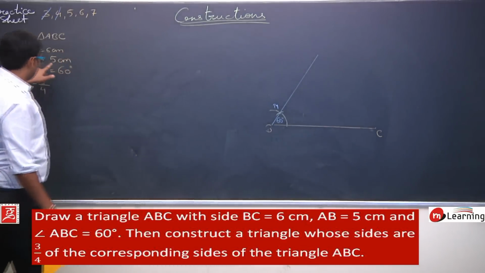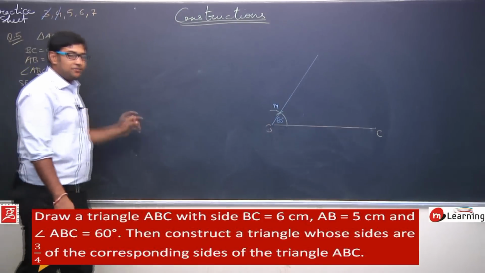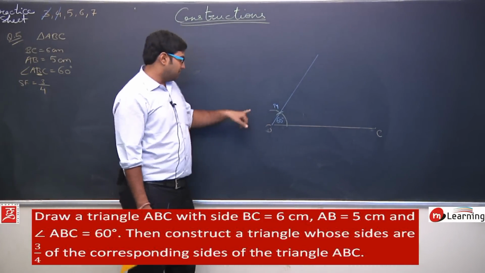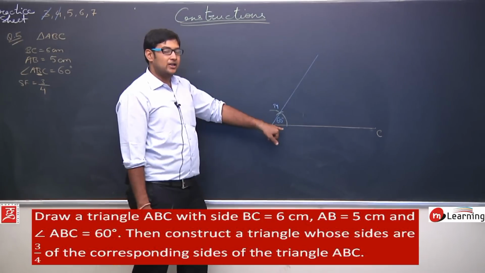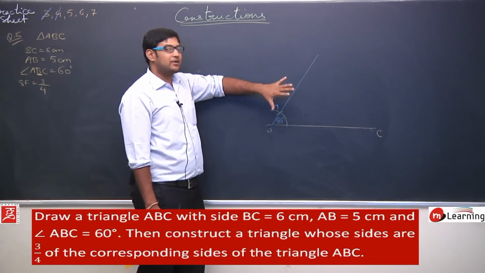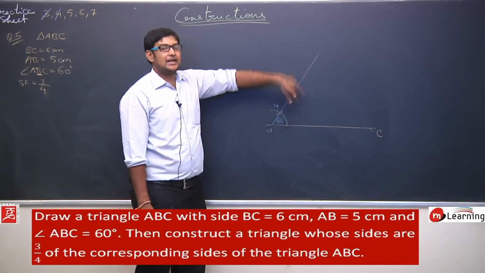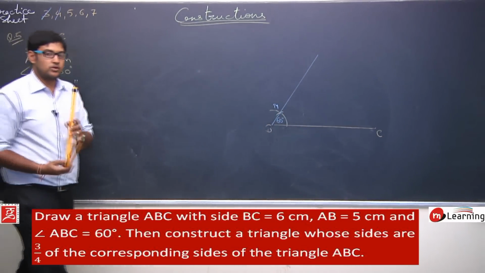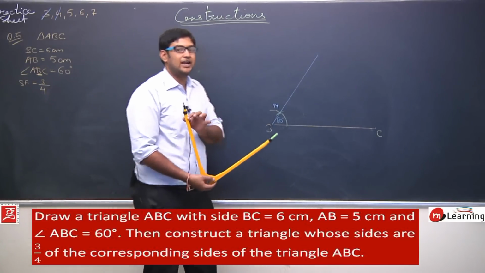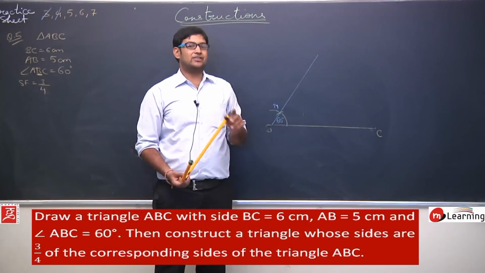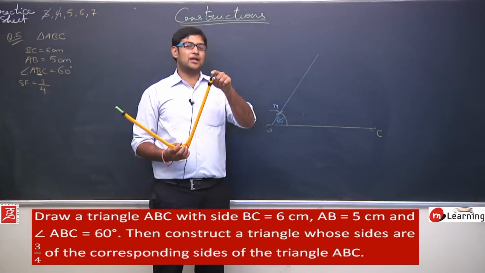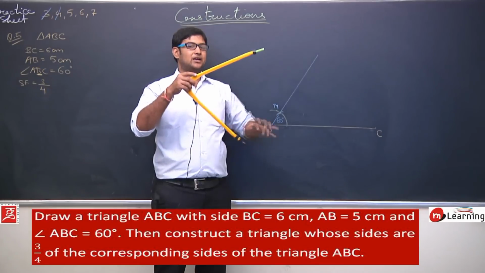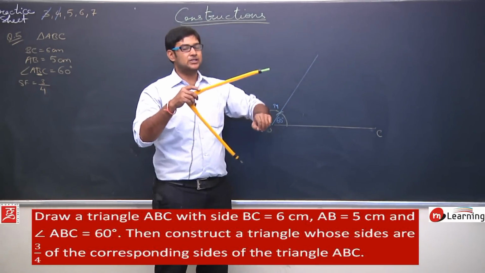Now what is given next? AB is 5 centimeter. It means the length of edge of AB is 5 centimeter. I have one point B, and if I make an arc of 5 centimeter on this line, I will get the point A. So let's use this. This is the 5 centimeters that I have taken. So how to take 5 centimeter? Put the needle of your compass on the 0 point of the scale of your ruler and make a length of 5 centimeters.